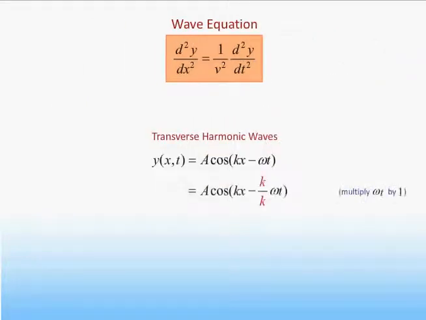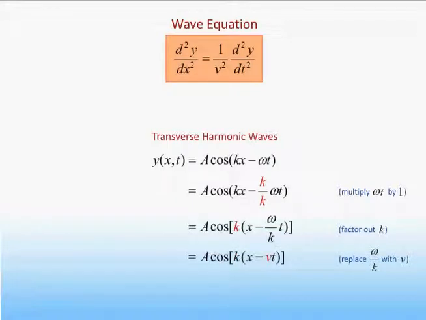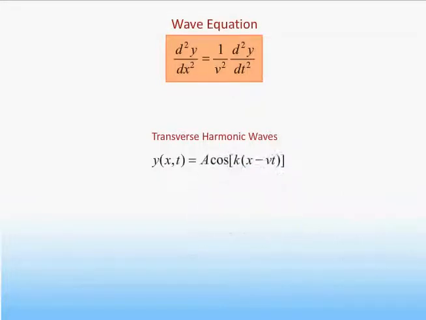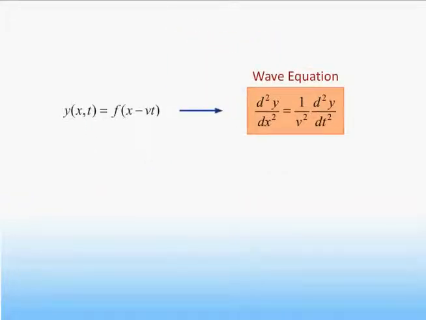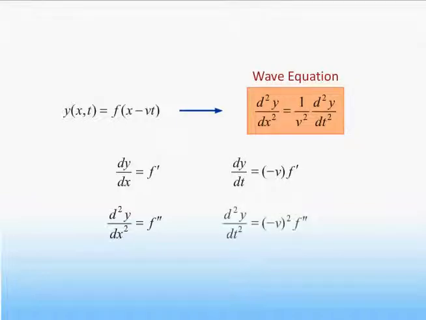We start by rewriting the argument of the cosine in our harmonic solution in terms of the velocity of the wave. We see that the argument of the cosine is now proportional to the quantity x minus vt. We will now show that any function whose argument is proportional to x minus vt is a solution to the wave equation. We use the chain rule to differentiate our function with respect to both x and t.